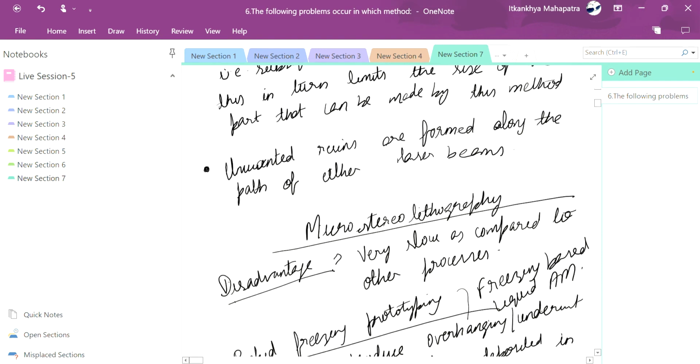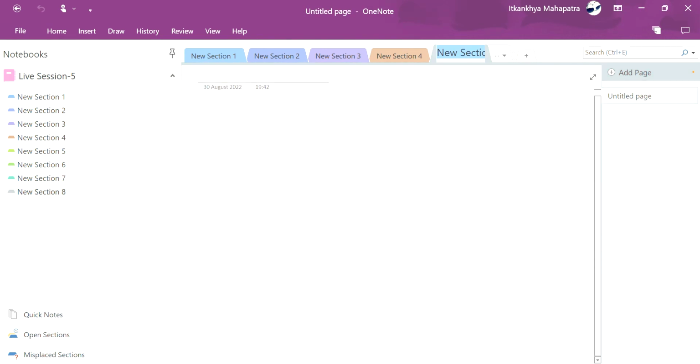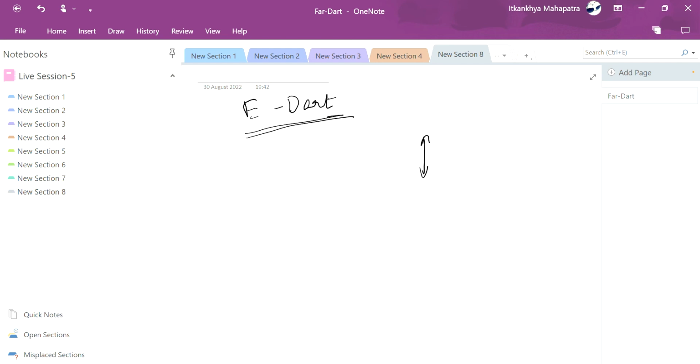Okay, I'll explain like this. So EDART is a photopolymerization based liquid additive manufacturing process. Here we have this, let's say this is the glass window. Here we have the glass window. Okay, this is the Z axis.